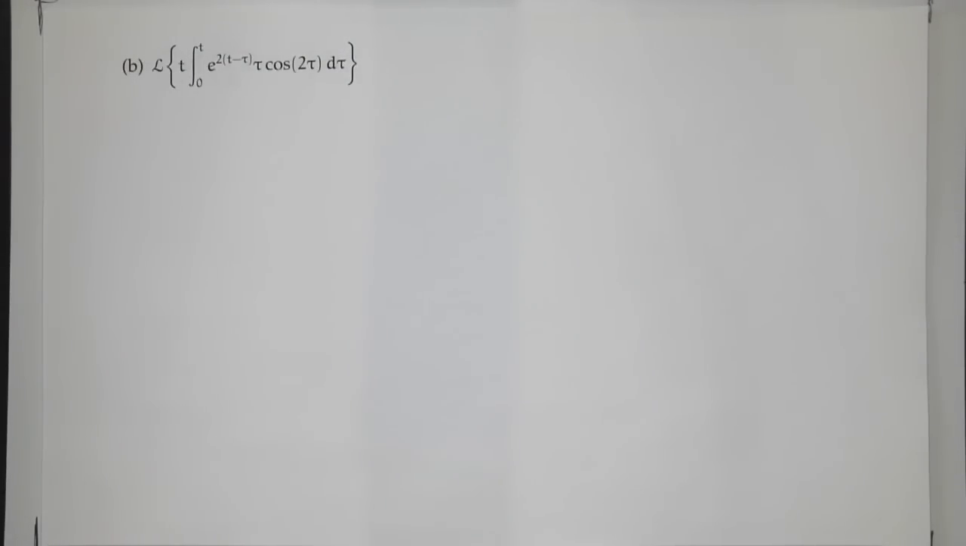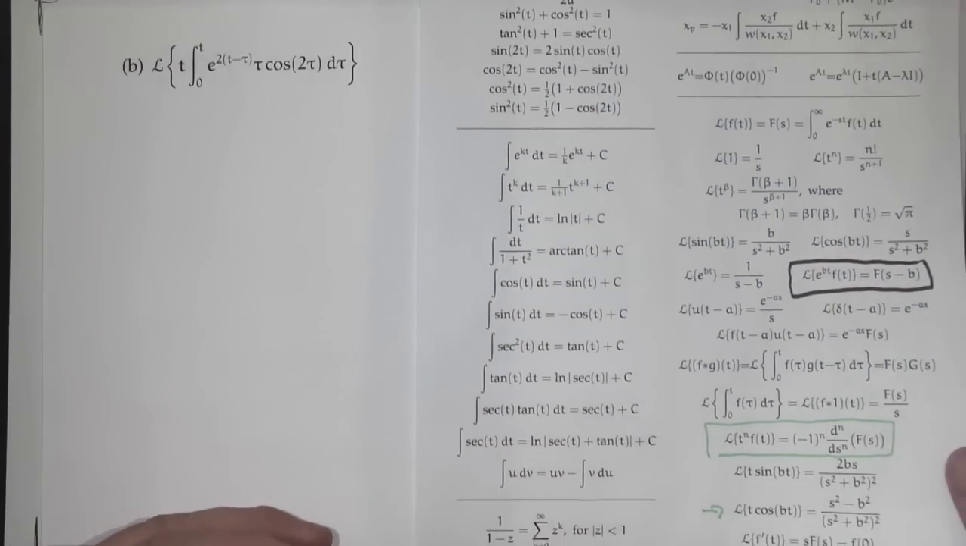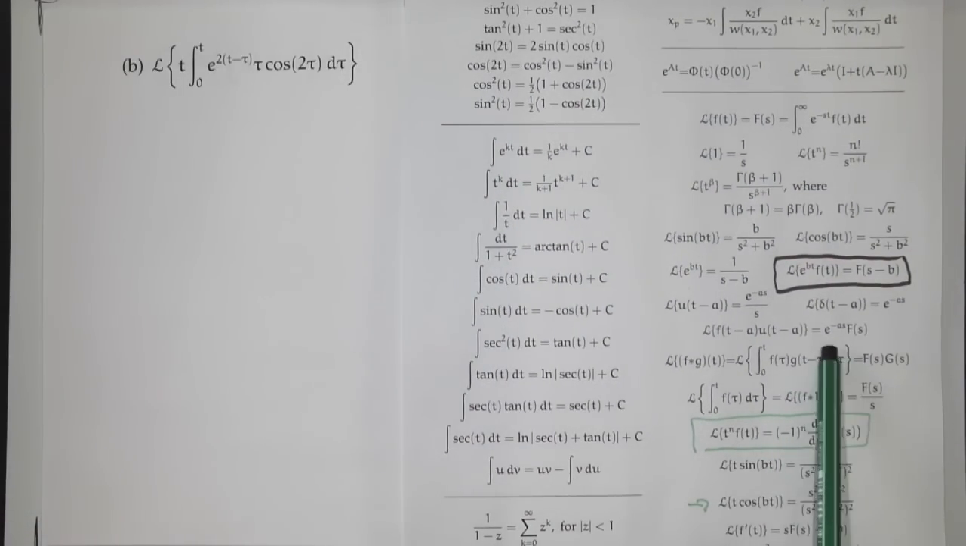Okay, part B. Find the Laplace transform of t times the integral from 0 to t of e to the 2 times (t minus tau), times cosine 2 tau, d tau. All right. Whew. Now this looks challenging. Well, what do we do? Now for this one, we start saying, well, what does this look like? And we have our equation sheet, and we see there's this piece here, f of tau g of t minus tau. This is that star convolution. Great. So we can do something.